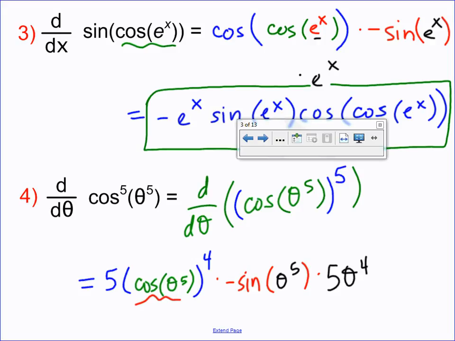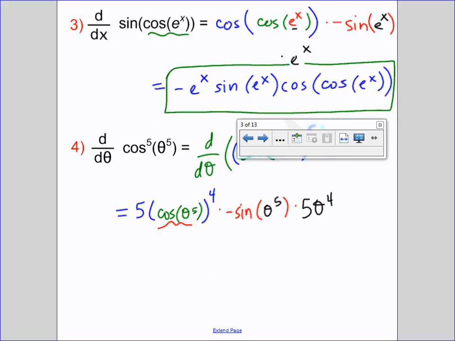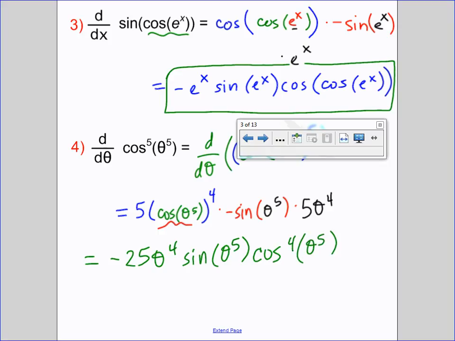Put it all together, what do we have? Negative 5 times 5 is 25 theta to the 4th, sine of theta to the 5th, cosine to the 4th of theta to the 5th. Oh gosh. Negative 25 theta to the 4th, sine of theta to the 5th, cosine to the 4th, theta to the 5th. Did we get all the pieces? That's pretty awesome. What questions do you guys have about number 4?